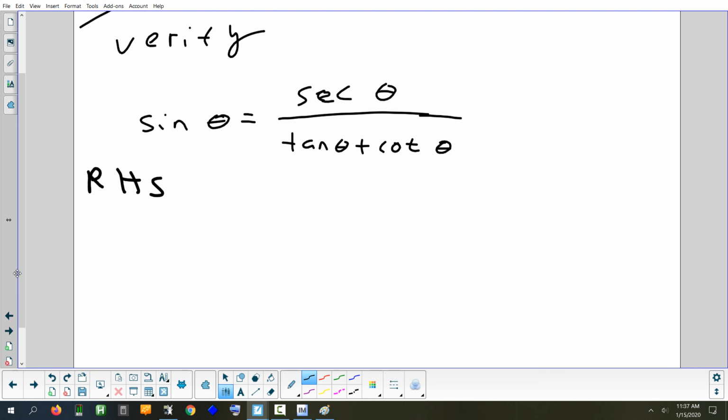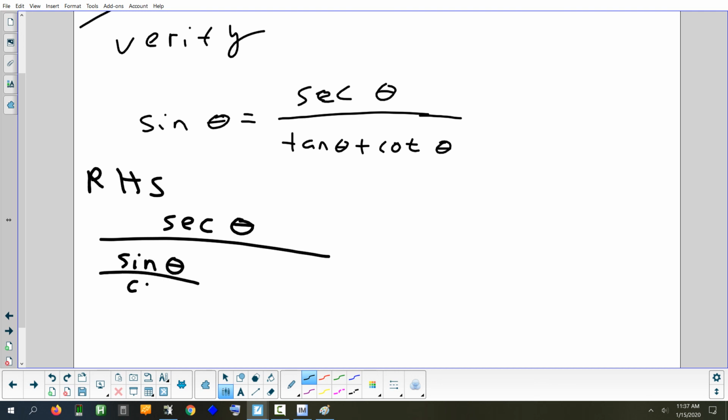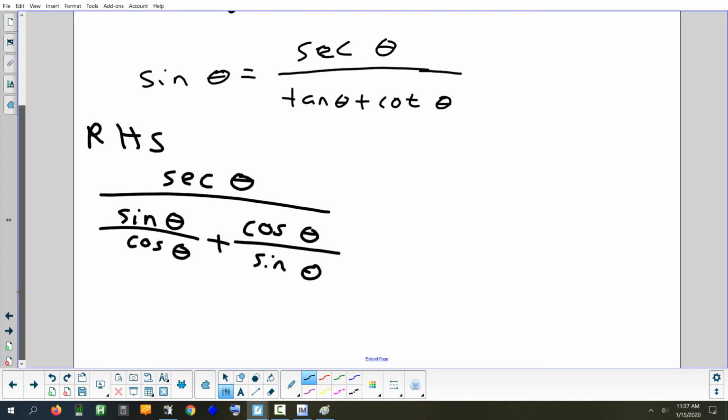So let's keep the top the same. So we've got secant. What about tangent? What can I change that to? Sine over cosine. Plus, what about cotangent? Cosine over sine. Okay, now that I did that in the bottom, I see something else I can do. What can I do now with what's in the bottom? Common denominator. Yes, get a common denominator and add those up.